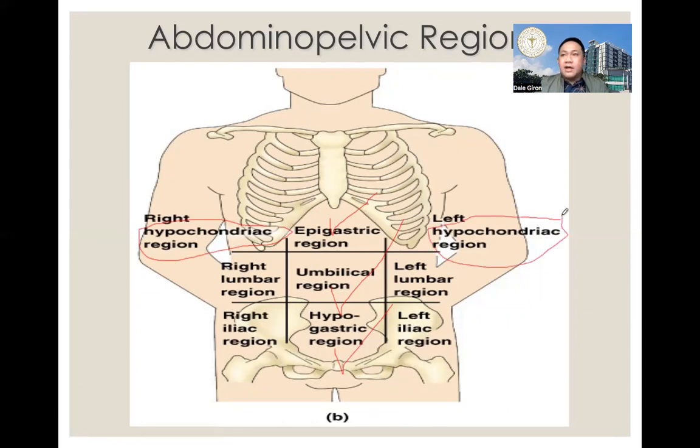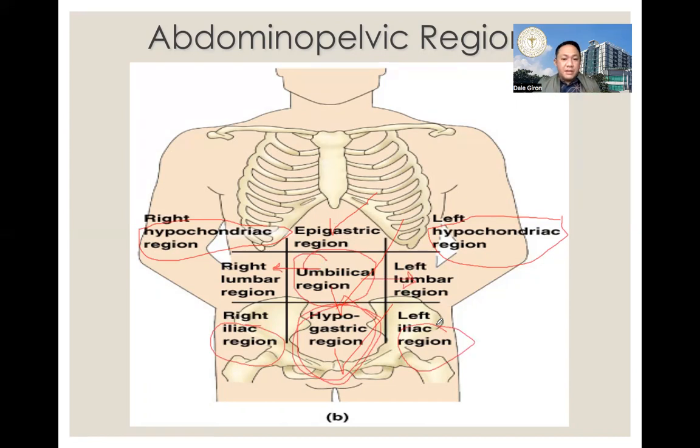It could be left or right hypochondriac. Basta on the lateral of your epigastric region is your hypochondriac region. Ikaw lang magsasabi kung left or right. Now, lateral, ibig sabihin ng lateral, sa gitna kasi si umbilical region. Lateral to it is what we call your lumbar region, right and left lumbar region. And the hypogastric region, ang nasa middle, lateral to it are your iliac regions, your right and the left iliac region.